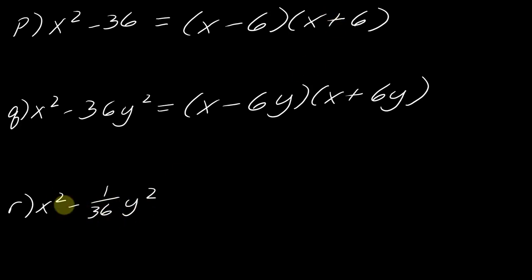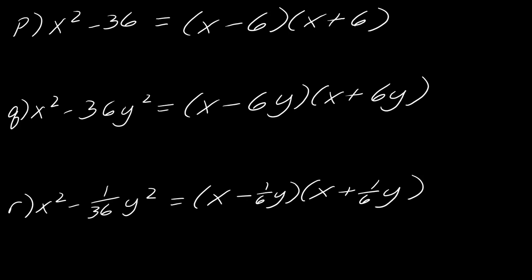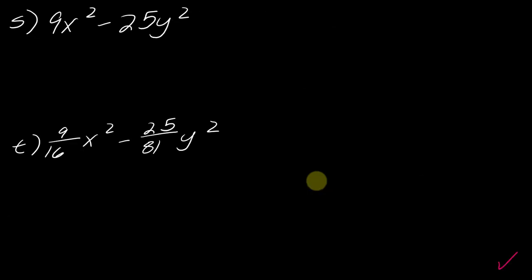Now, what about this? How do I do this one? Well, it's actually going to be the same structure. Don't let that fraction throw you off. So instead of this being 6 now, it's going to be 1 over 6y and positive 1 over 6y. And when you multiply fractions together, you just multiply the tops together and the bottoms together, and you're done. All right, so let's try a couple more. Pause the video and try these.